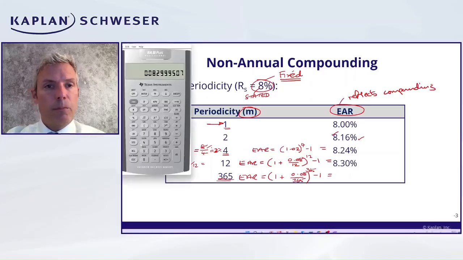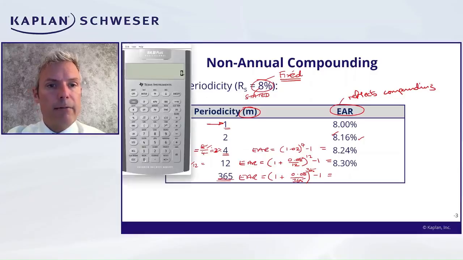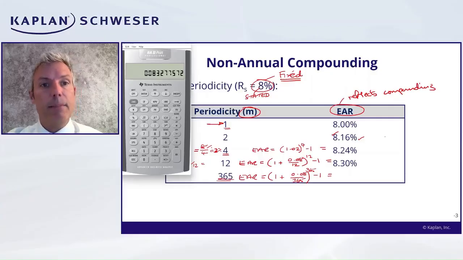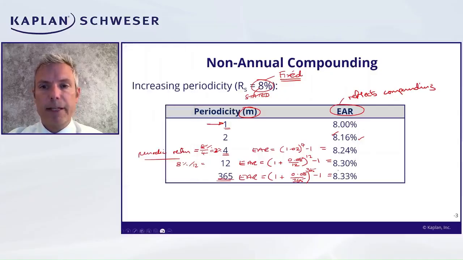If you do that, you do get a higher rate. Here's me going through the keystrokes: 0.08 divided by 365 is a very small daily rate, plus 1 is just greater than 1, power up 365 times, and we get 8.32, take the 1 off, and you get the exact number. So that's about 8.33%, and that's what we see here. So make sure you understand the mechanics there.